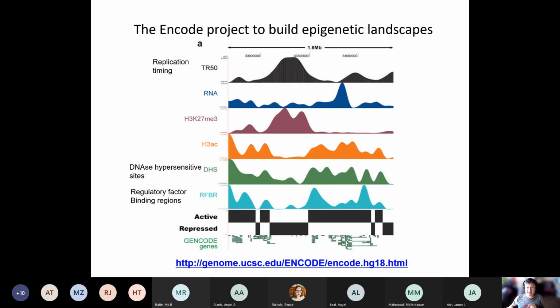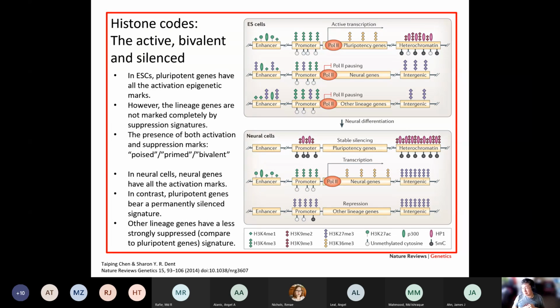It's all epigenetics. Okay, so with that, I move on to something that's more relevant to our discussion of stem cell biology. I would like to introduce this concept called active, bivalent, and silenced. So I'm trying to decode the histone code in different cell types. Not me, these scientists have illustrated this figure here.